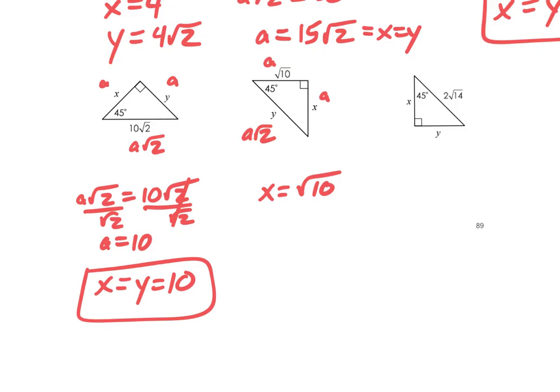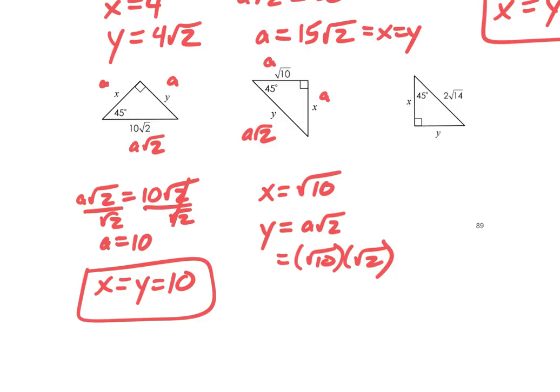Okay? Y is going to be a radical 2. But I know the value of a is radical 10, right? A is radical 10. They're the same thing. So what we're going to do is we're going to take radical 10 times radical 2.